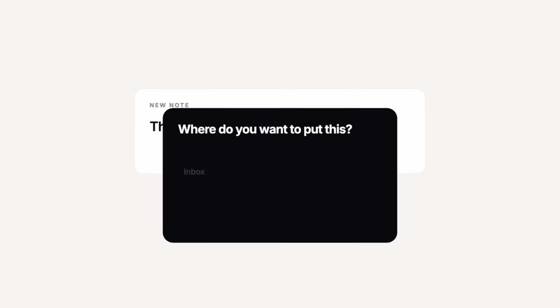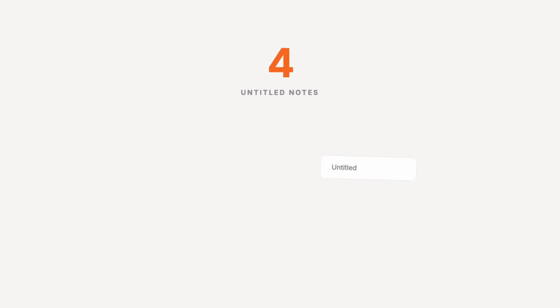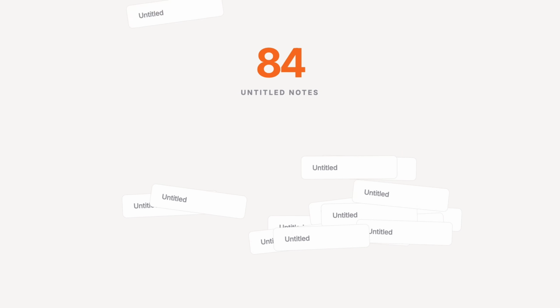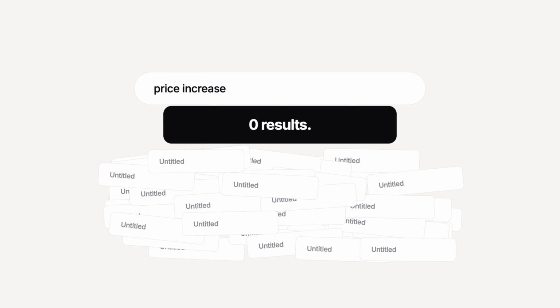Every Notes app asks you one question the second you write something. Where do you want to put this? And that question is the problem. Because you are in the middle of a thought, and now you have to stop and pick a folder. So most of the time, you don't pick. You dump it somewhere and move on. And 2 months later, you've got 400 untitled notes and you cannot find anything.